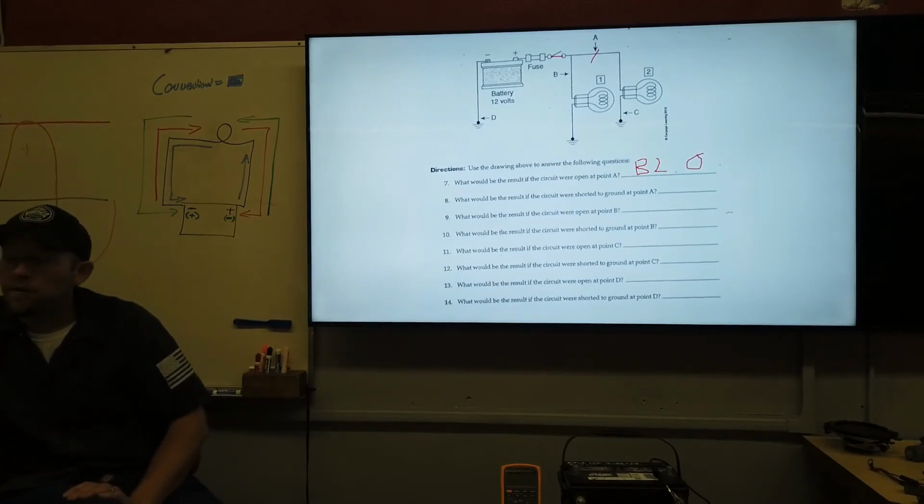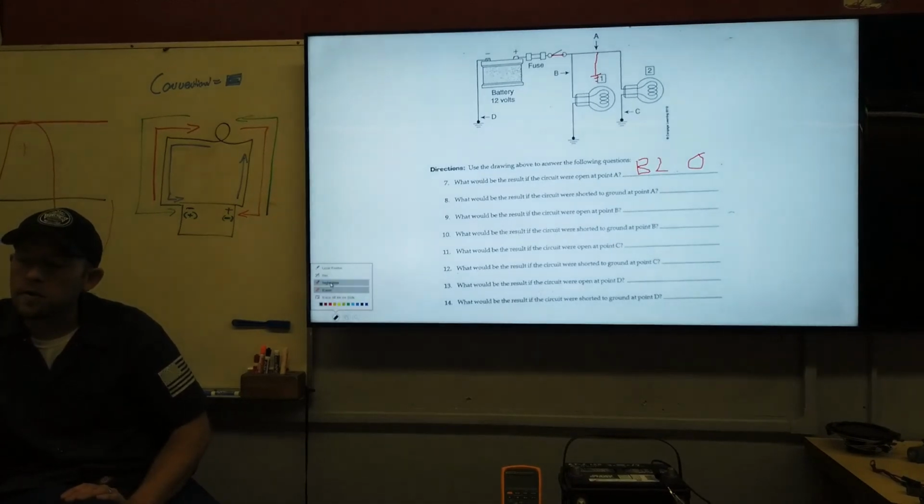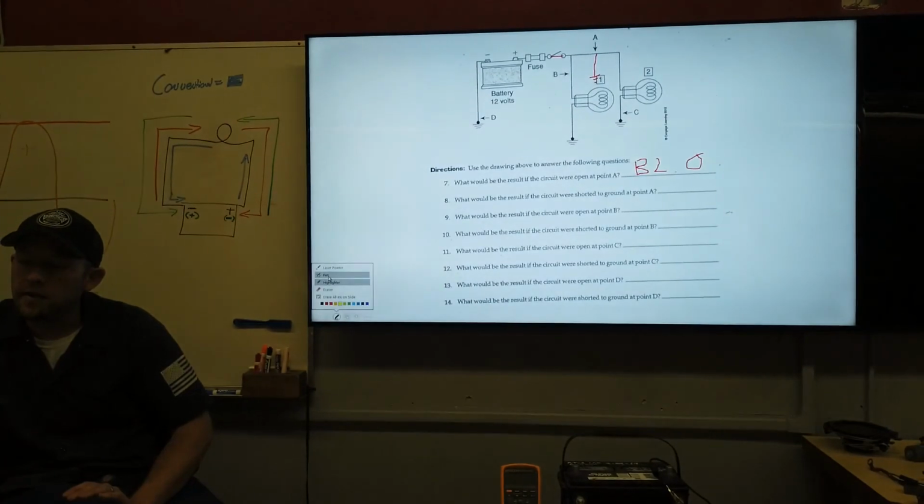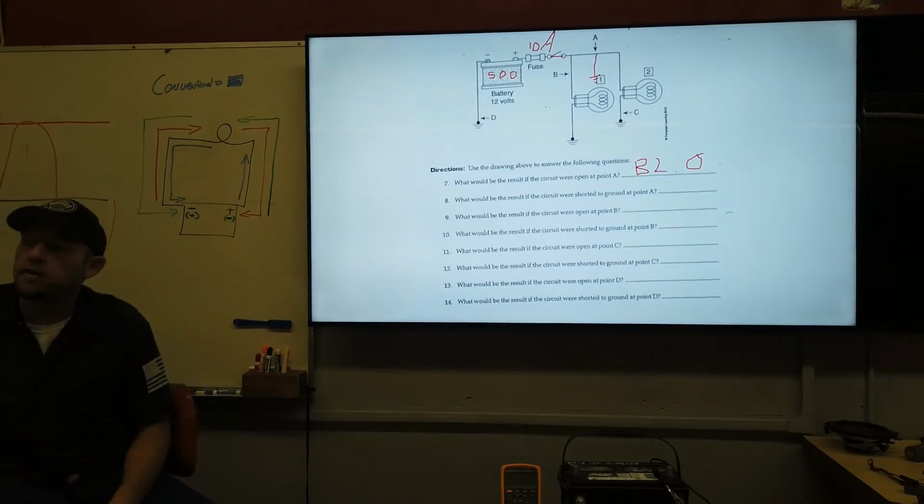All right. Then what would be the result if the circuit were shorted to ground at A? So if I had a short to ground at A, I want to give you a chance to think about that. So if I had a short to ground at A, then again, we're going to say that this has 500 amps. And we've got ourselves a 10 amp fuse. Very big A for amps. But we've got our 10 amp fuse there.